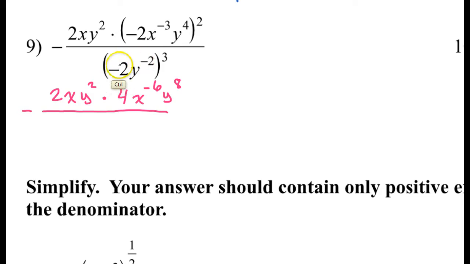Okay, similarly down in the denominator, I've got negative 2 to the 3rd power. That negative sign is not actually going to go anywhere. So that's going to be negative 8. Alright, is what that is. So I've got negative 8. Again, when you have a power to a power, you multiply. So that's going to be y to the negative 6th power.